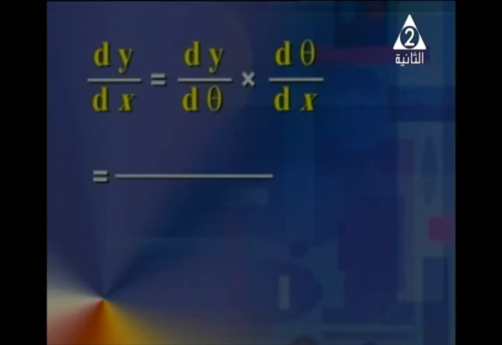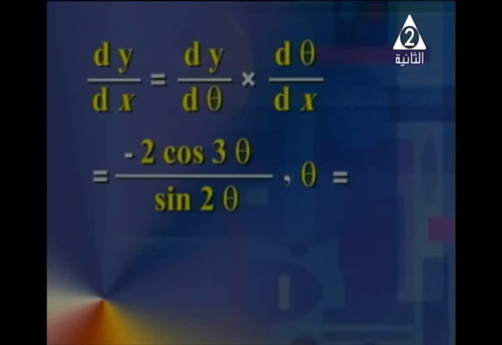We find dy over dx equals dy over d theta multiplied by d theta over dx, or divided by dx over d theta. Then dy over d theta multiplied by d theta over dx equals negative 2 cosine 3 theta over sine 2 theta by deduction. Remember, theta equals what? Pi over 4.